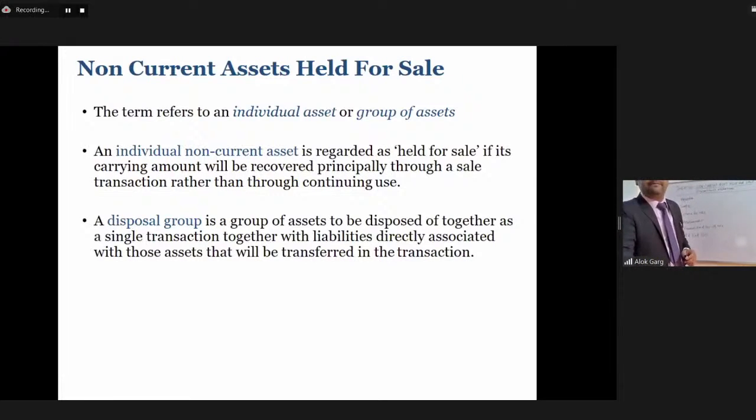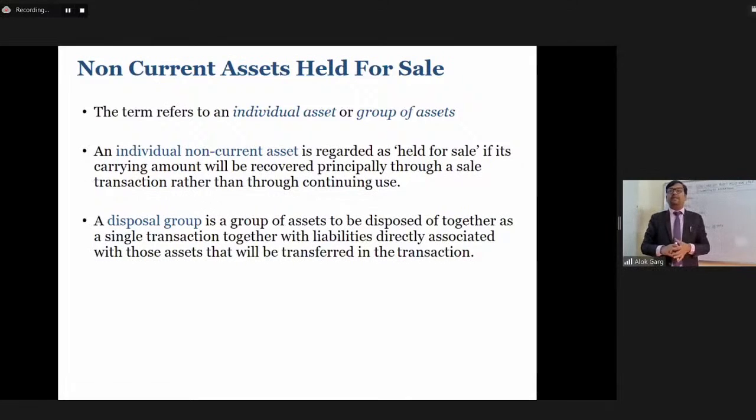Okay. What is a disposal group? A disposal group is a group of assets to be disposed of together as a single transaction. Please remember, for better understanding, non-current asset held for sale: building. Okay. Disposal group held for sale: factory. Okay. So if you remember these examples, you will be able to relate this standard very easily. Okay.